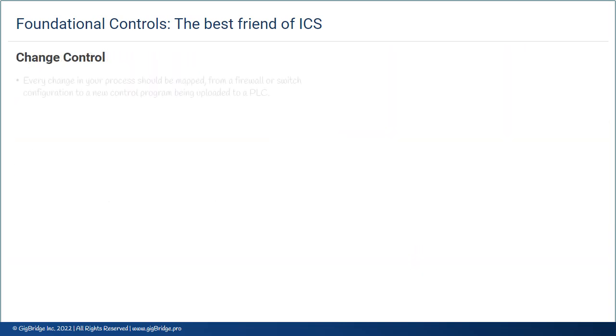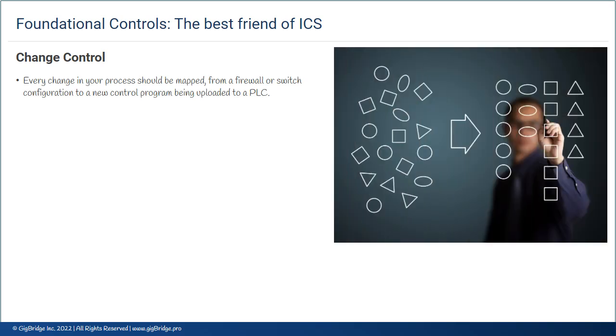Change control. Not only should your process specify how to document, authorize, test, and deploy changes, but it should also map every change, from a firewall or switch configuration to a new control program uploaded to a PLC. Because all control engineers will know their activity is tracked against permitted work orders or change management requests, a change management process will be most effective if it is enforced with a detective control that emphasizes all changes.